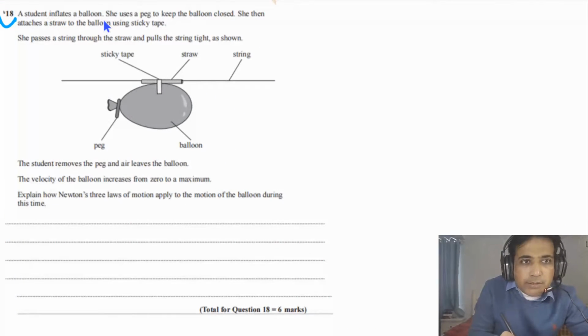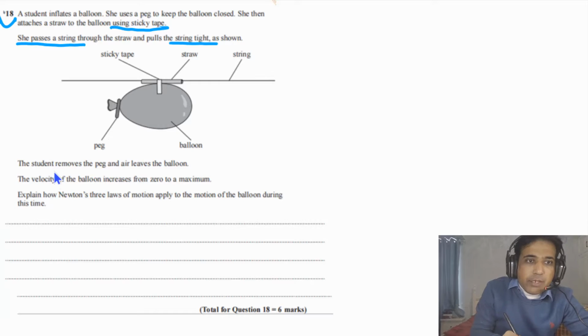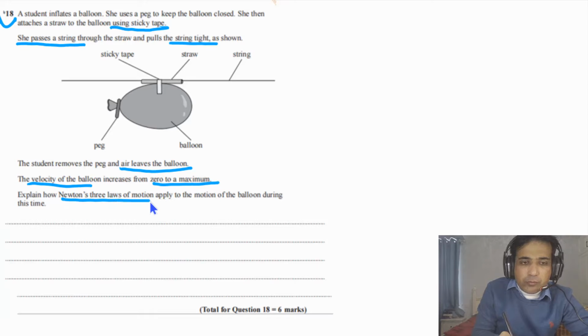Question 18 says, a student inflates a balloon. She uses a peg to keep the balloon closed. She then attaches a straw to the balloon using sticky tape. She passes a string through the straw and pulls the string tight as shown in the figure. The student removes the peg and air leaves the balloon. The velocity of the balloon increases from 0 to a maximum value. Explain how Newton's 3 laws of motion apply to the motion of the balloon during this time.